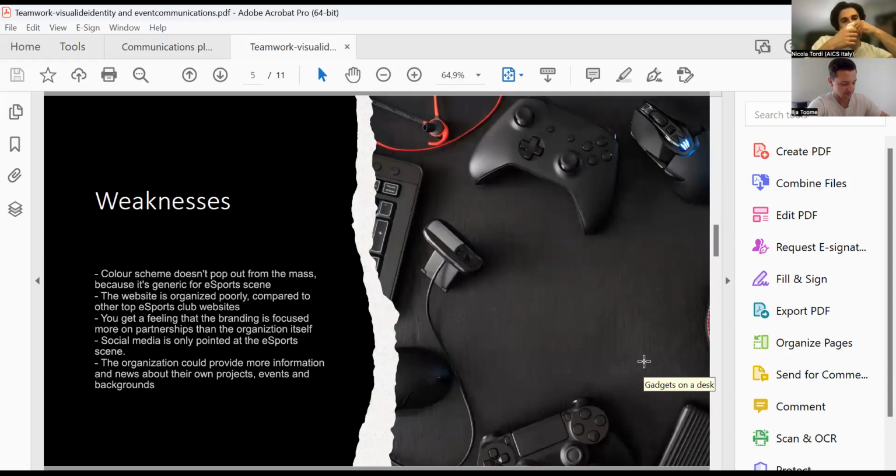Then there are some weaknesses. As it's very esport style, it doesn't pop out from the mass as much. The website is organized a little poorly compared to other top esports clubs' websites. There was a small comparison done. You get the feeling that the branding is actually very focused on the partnerships, as they have great partnerships, more than the whole organization itself.